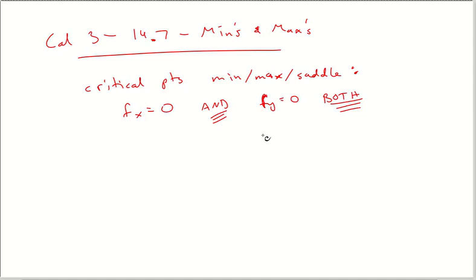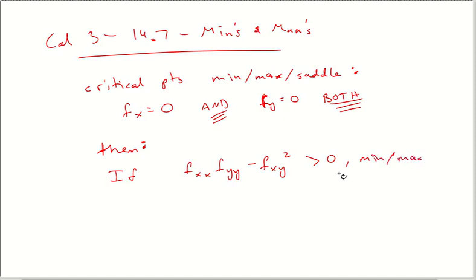Once you have your critical point, you need to still know if it's a min, max, or saddle. So then you do the second derivative test. It would look like this: if you have f sub xx times f sub yy minus f sub xy squared greater than 0, then it's going to be a min or a max.